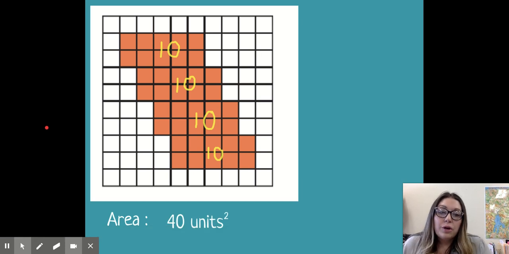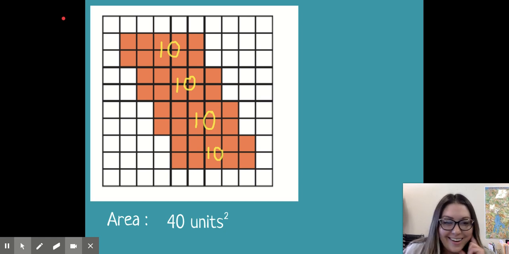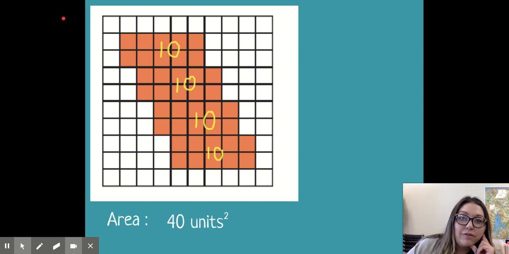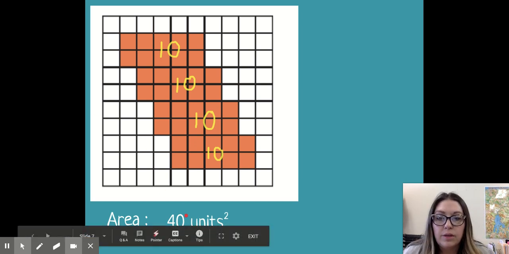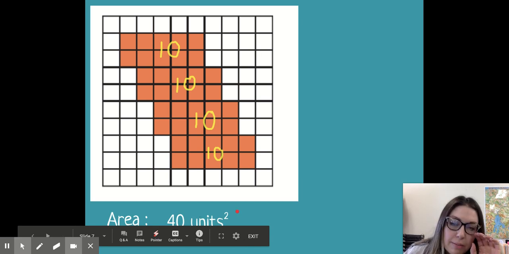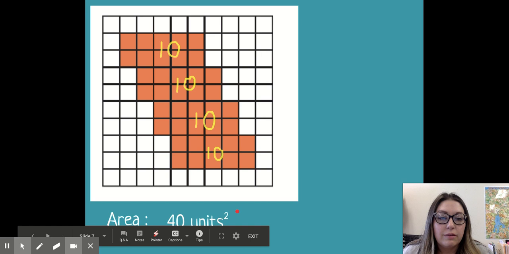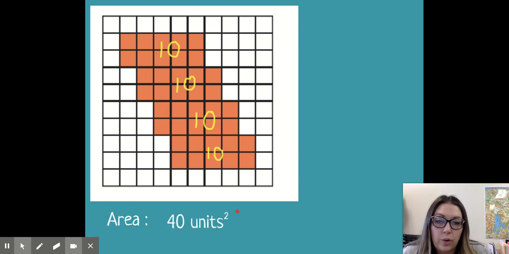Okay, so your practice this week does not have figures that are nearly this complicated or have nearly as many units in it. You are going to go ahead and take a look. A lot of your figures, you can count up your units very easily. Make sure that when you're writing your labels on your answers that you have units squared, or if it's centimeters, like if these are centimeters, 40 centimeters squared, or if it was meters, 40 meters squared.